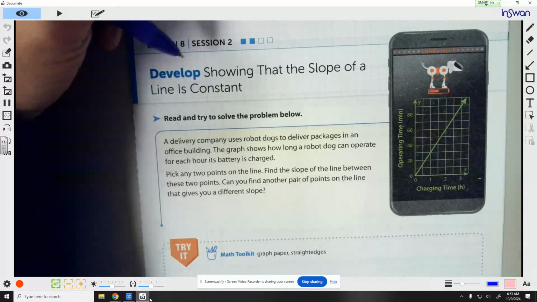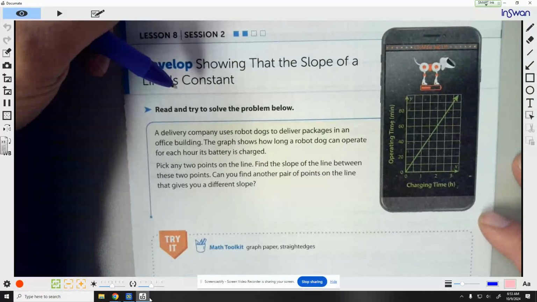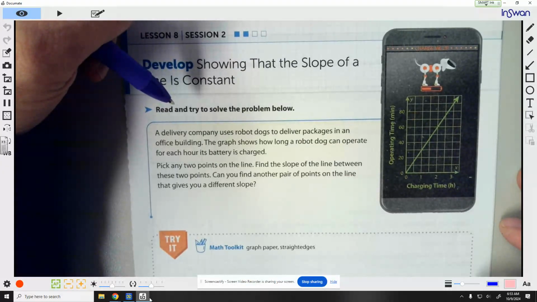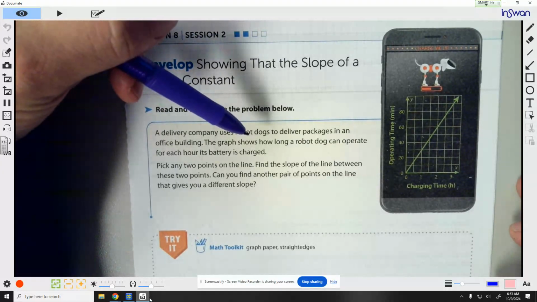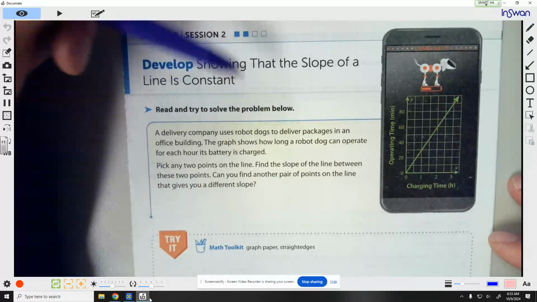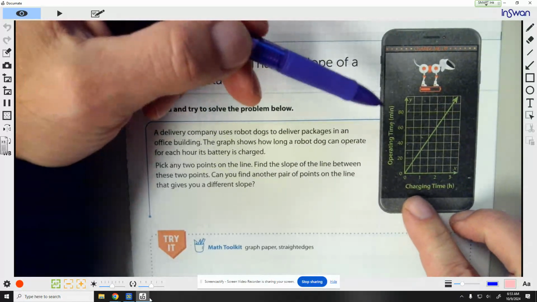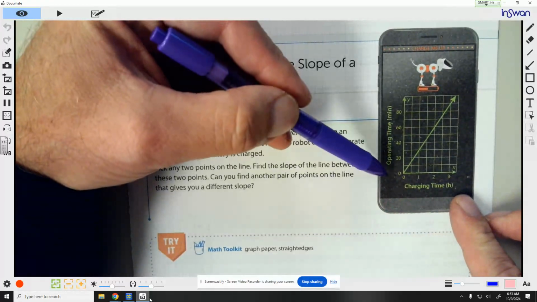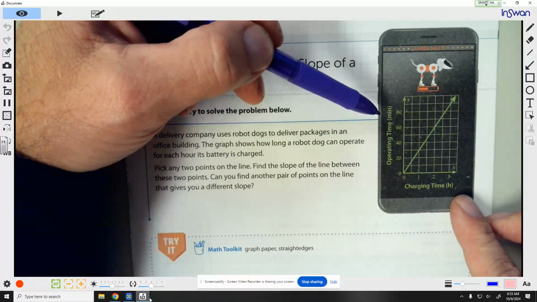line is constant. Okay, so the problem starts off with a delivery company uses robot dogs to deliver packages in an office building. The graph shows how long a robot dog can operate for each hour its battery is charged. So over here we see the graph. We see the charging time in hours. We see the operating time in minutes.